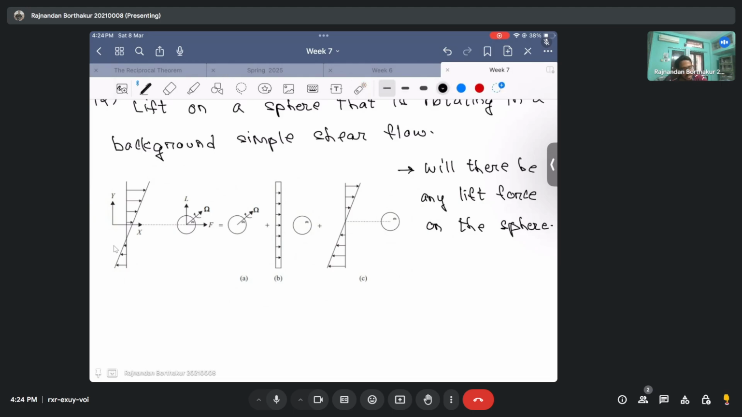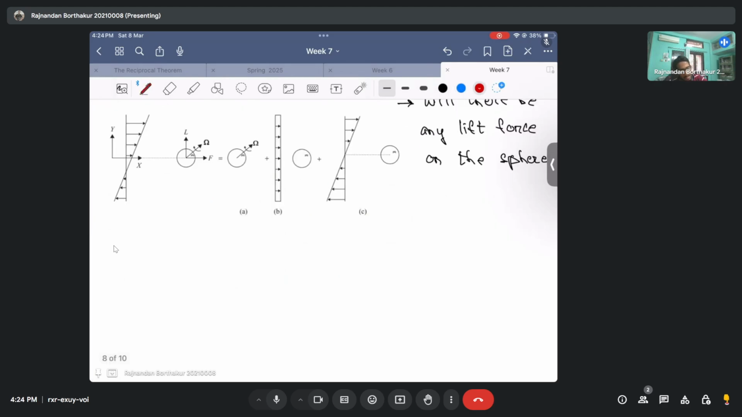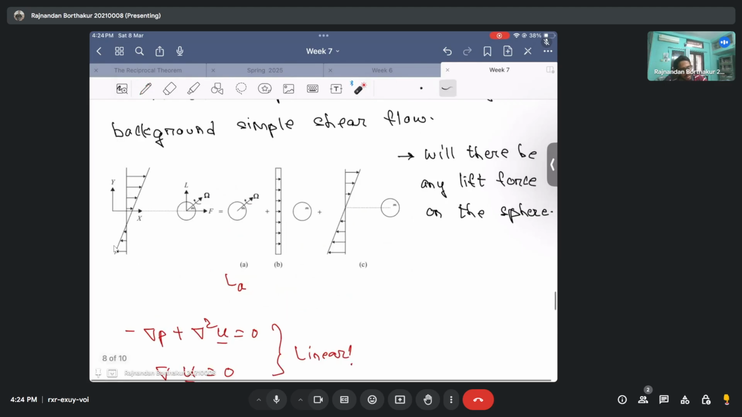Now, the governing equations are minus gradient of p plus del squared u equals 0, and divergence of u equals 0. Since these governing equations are linear, the lift can be calculated in the three individual cases. In case A, a sphere which is just rotating in a stationary fluid will not generate any lift. That sphere cannot generate any lift all by itself. So L_A, the lift force in case A, is 0.